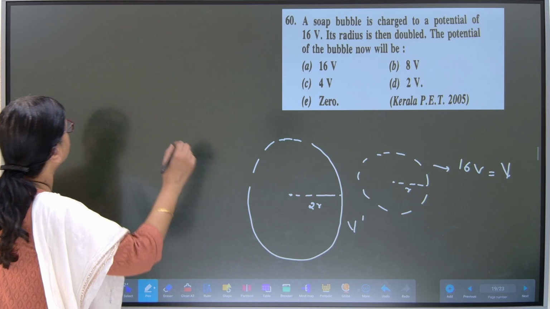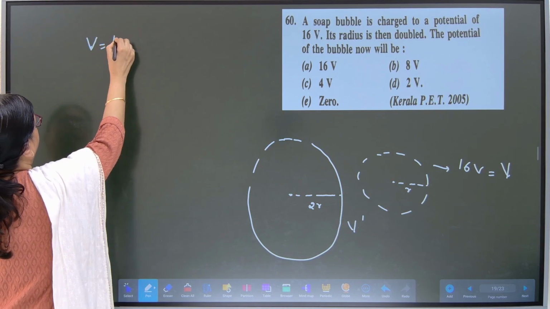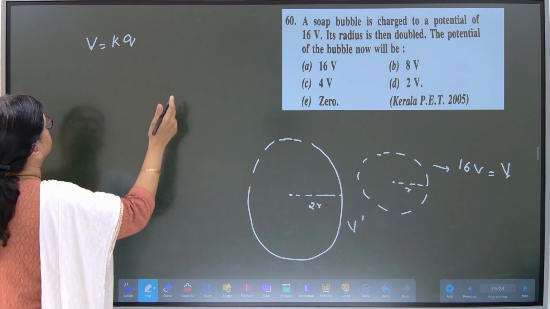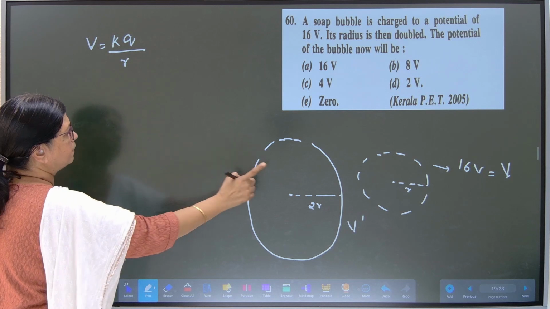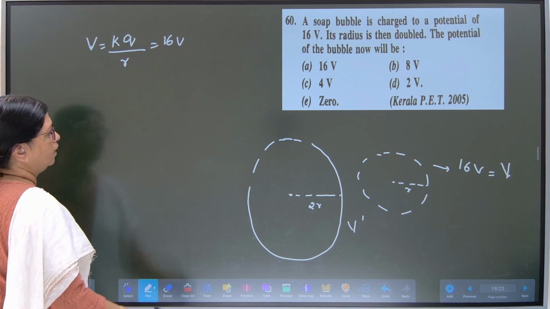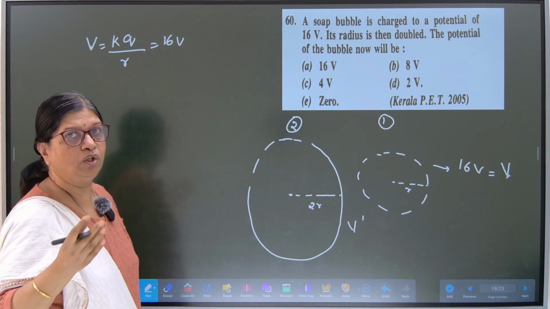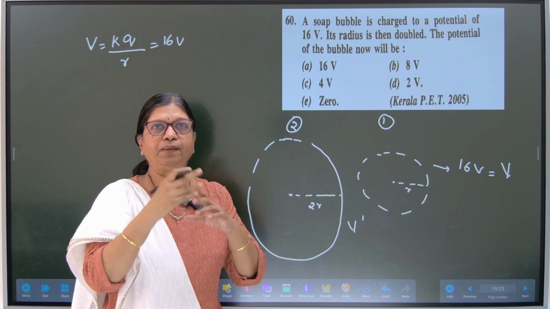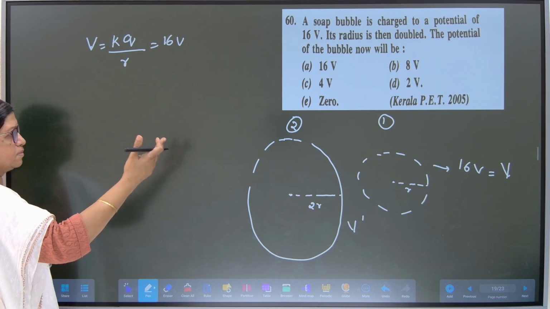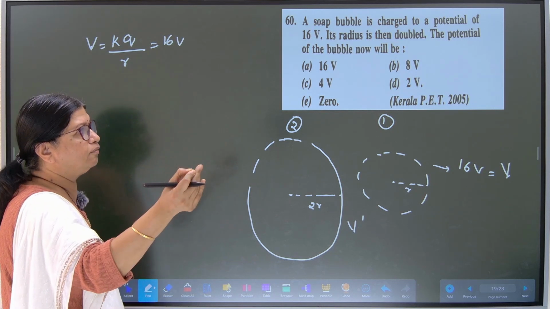Now whether it is this bubble or this bubble, in both cases we will definitely have V equal to KQ upon R. The charge they have not told anything about, so charge remains constant. For bubble number 1, V is given to us as 16 volt. Let us call this bubble number 1, and this bubble number 2. This I am just explaining so that you understand it, and then in the exam you have to be fast. Once the understanding is done, fine. I cannot teach fast, but you have to understand it slowly and then apply it faster.